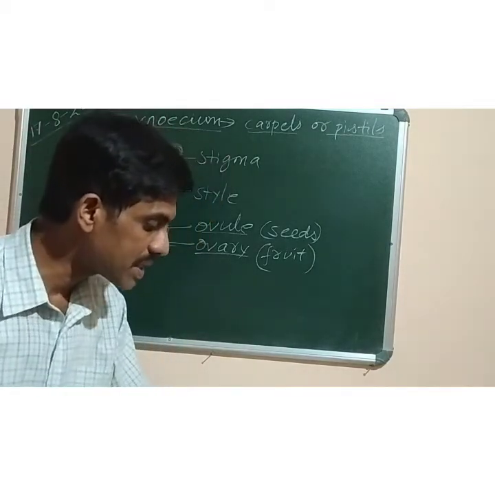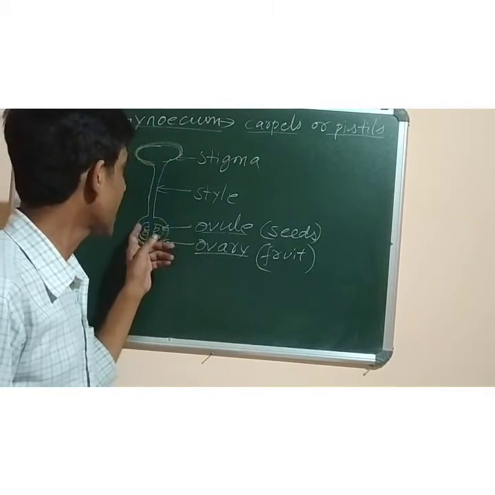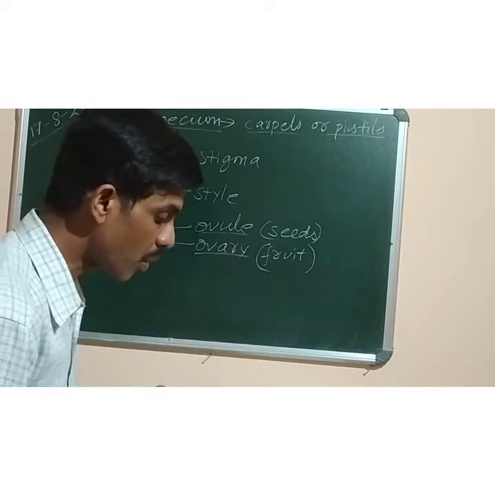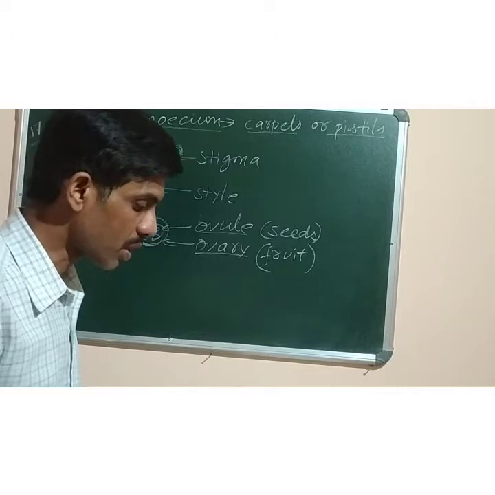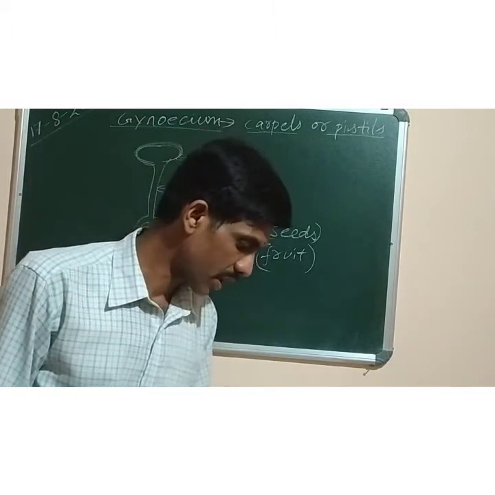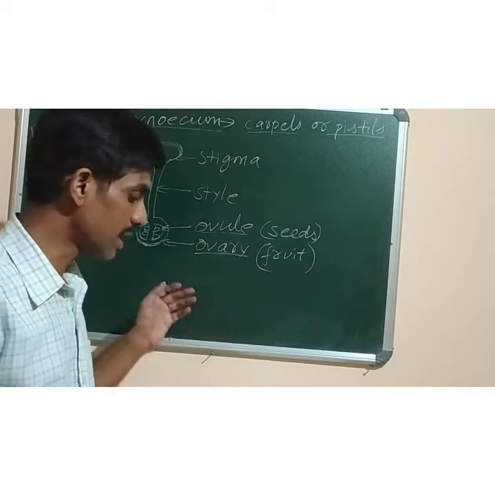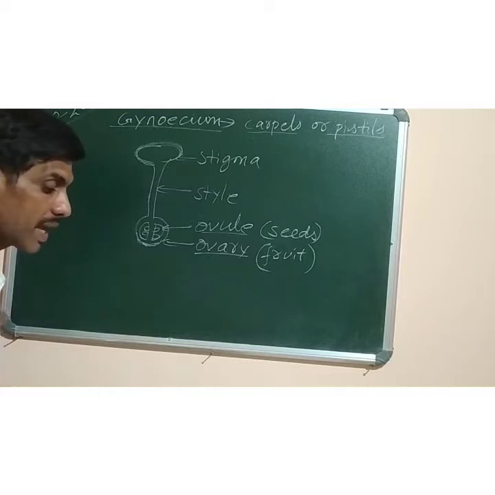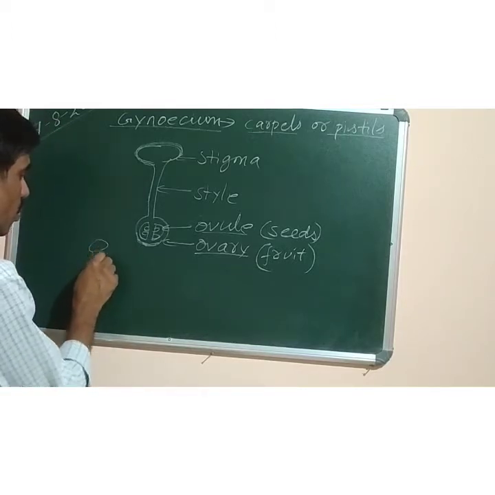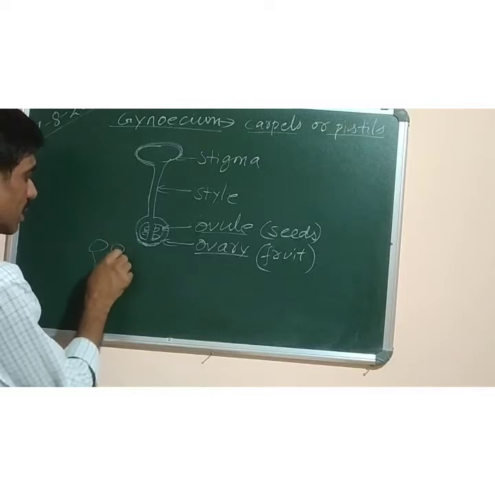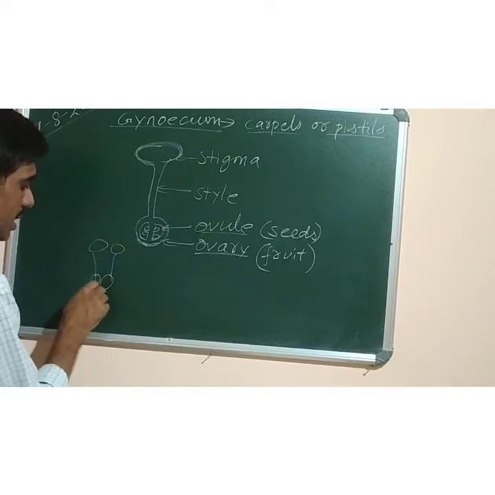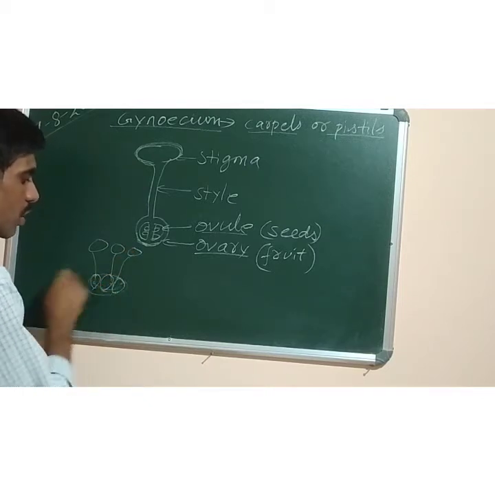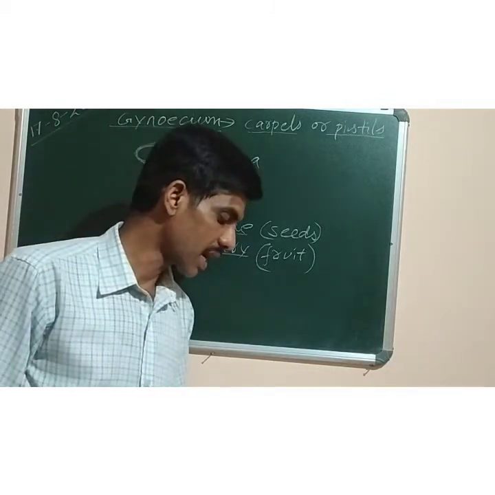Now the pistil may be simple if it is made up of only one carpel, such a pistil is called simple pistil. If made up of 2 or more carpels, it is called compound pistil. When the carpels are free, like in lotus as well as in rose, the pistil is called apocarpous. But if they are fused with each other, their ovary part is fused with each other, such a pistil is called syncarpous.